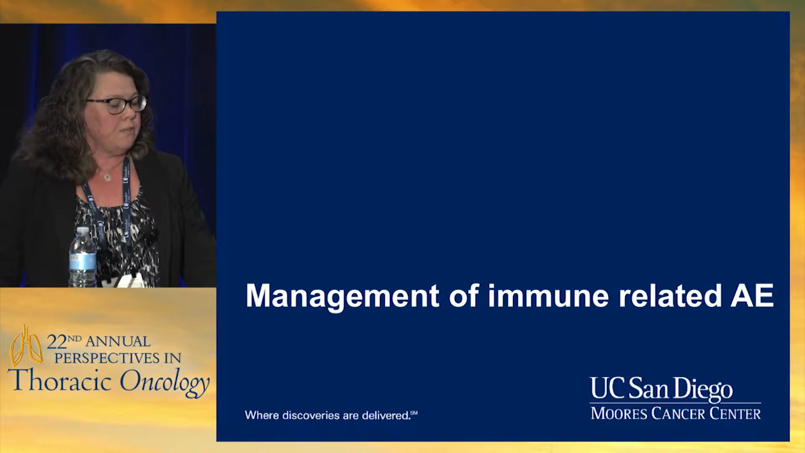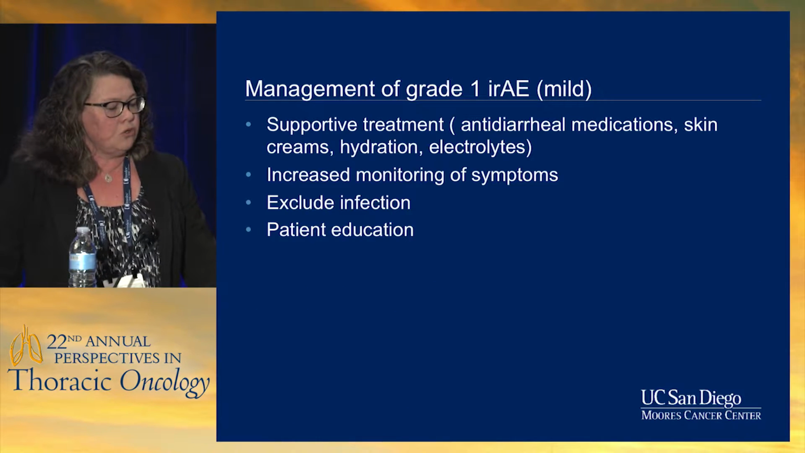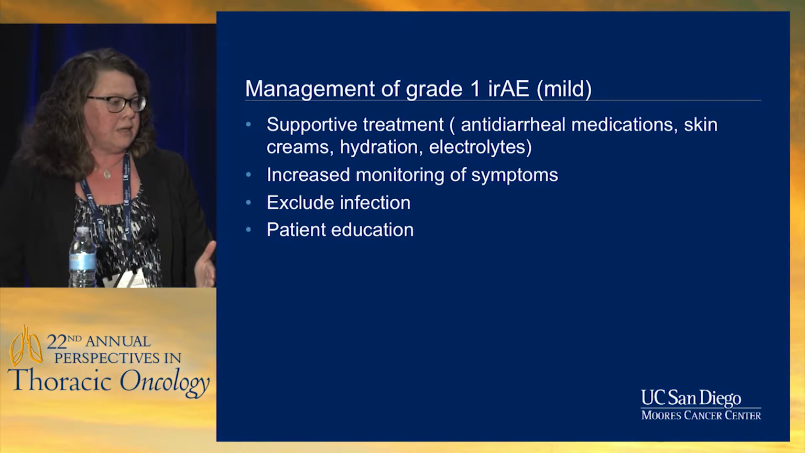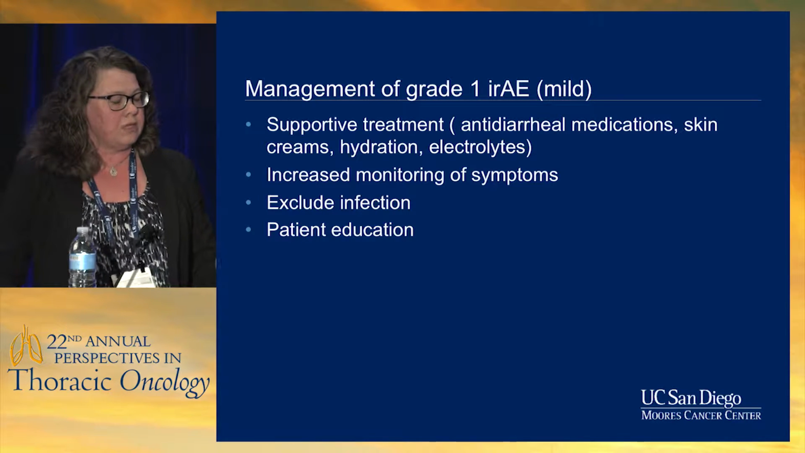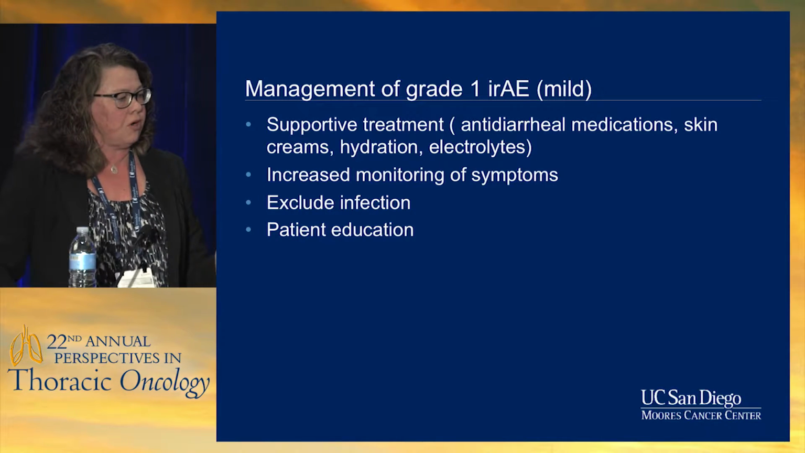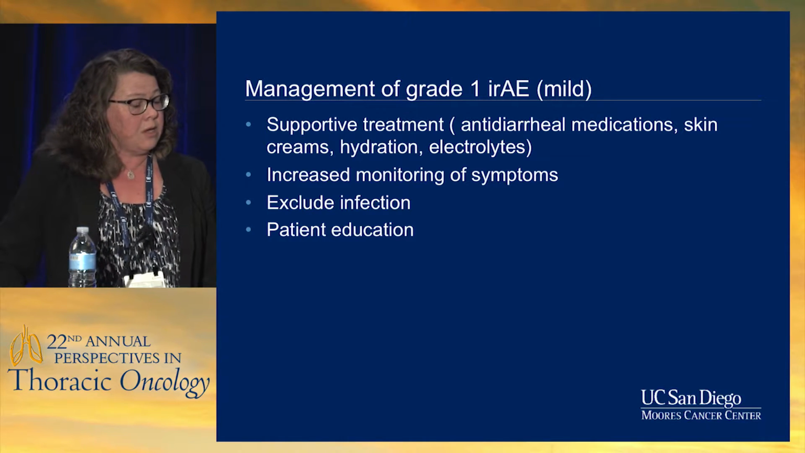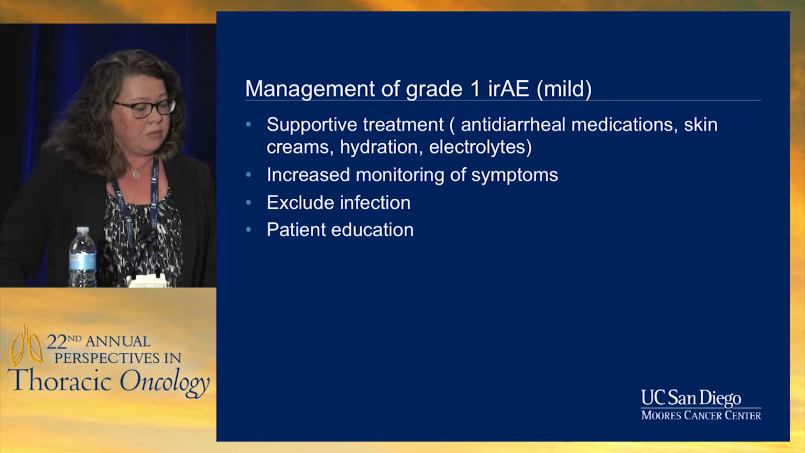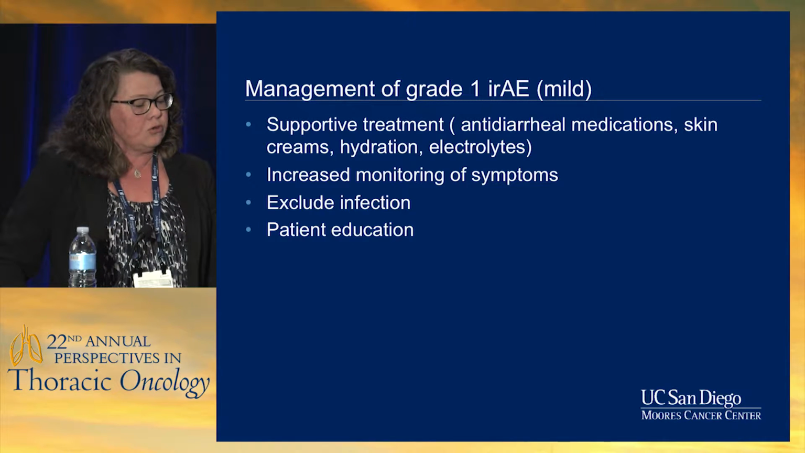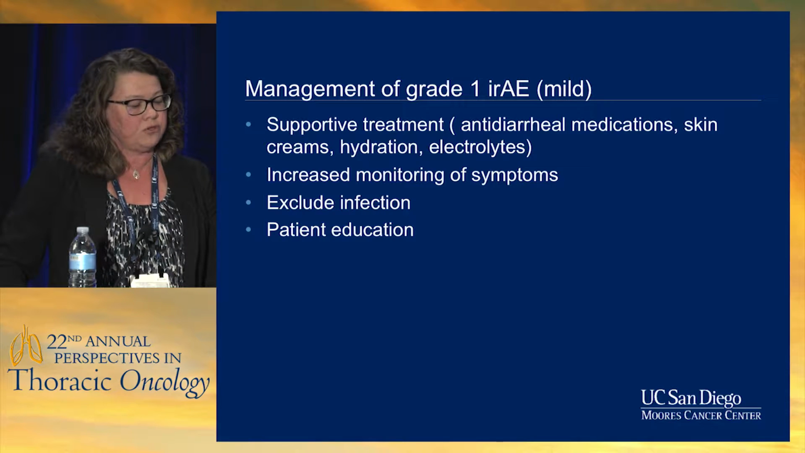So how does one manage an immune-related adverse event if that happens? So you basically go by grades. I don't expect you to remember what a grade 3 diarrhea is. Thanks to iPhone, there is actually an app where you can plug in your numbers and you can come up with the grading of any kind of symptoms. So if you have a grade 1 immune-related adverse event, you have to start with supportive treatment: antidiarrheal medication, skin cream, hydration, electrolytes.